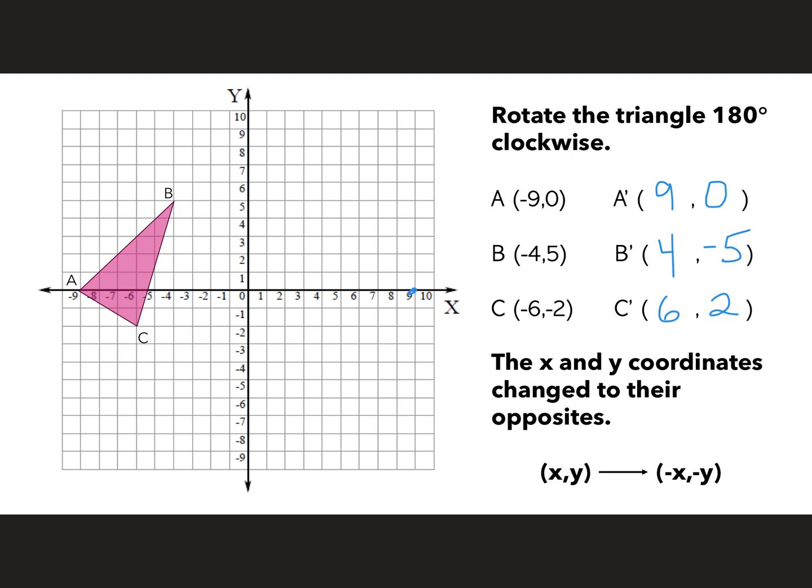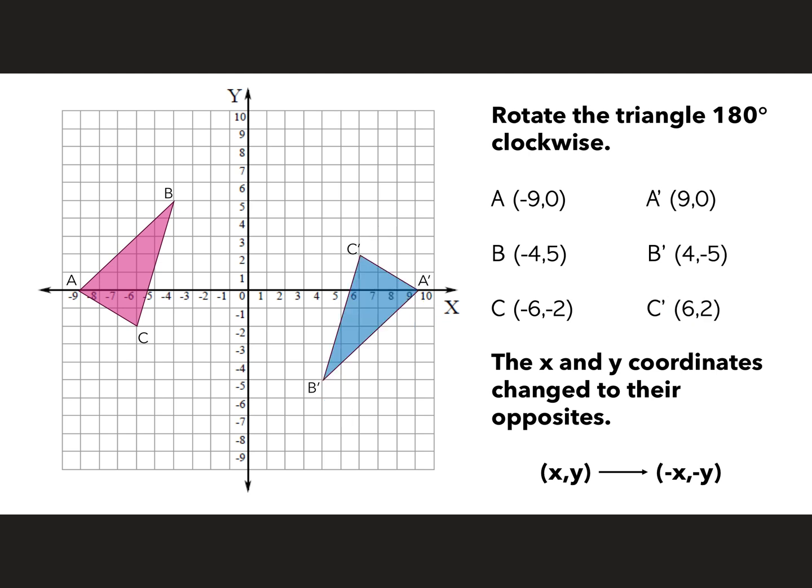So 0, 9 is here. That would be my A prime, my new one. 4, -5 is down here. And then 6, 2 is up here. All right, let's connect those points and see what we have. Ask yourself, does this make sense? If I were to draw lines from the B to the B and the C to the C, would they be straight lines that go through the origin? Well, let's see. Absolutely. So this is definitely a very good 180-degree clockwise rotation.